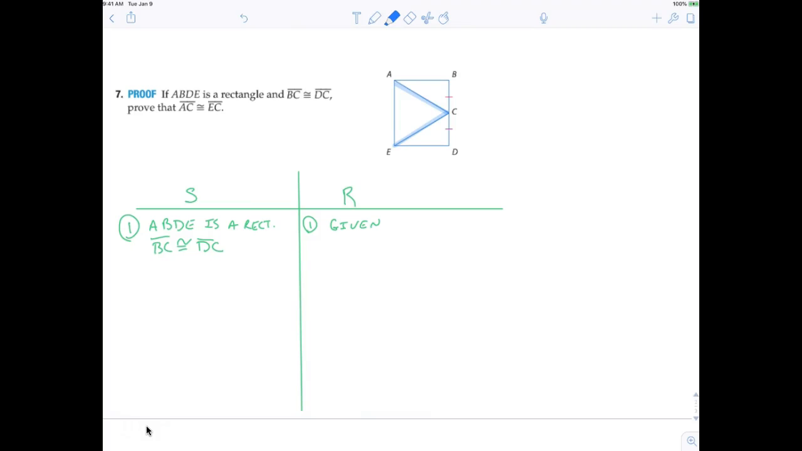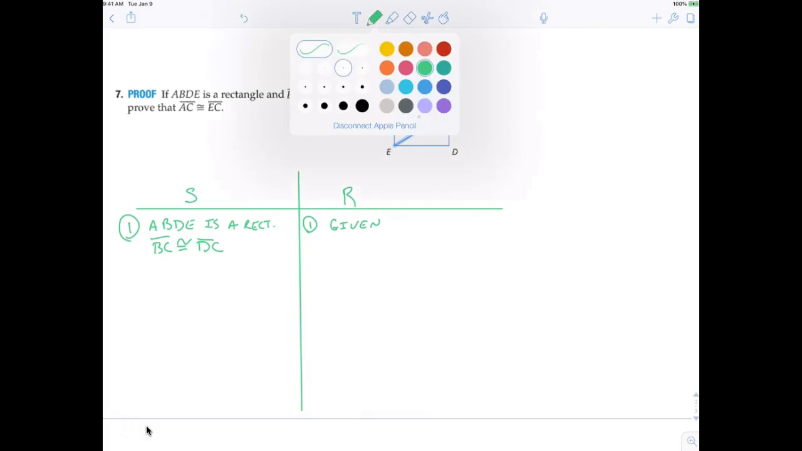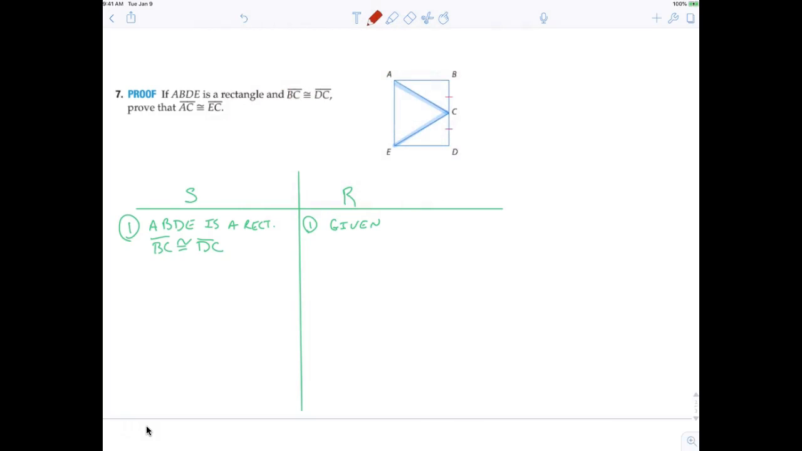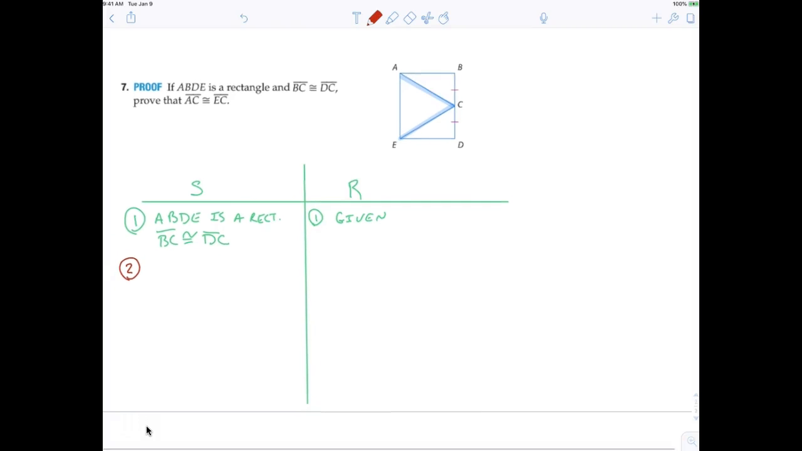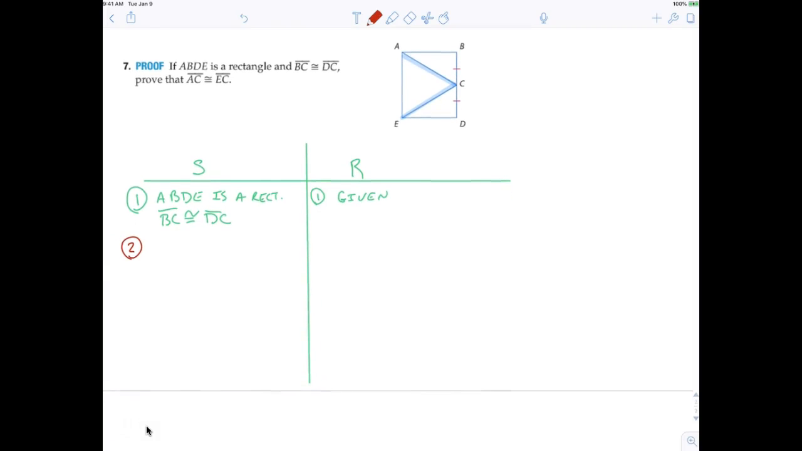So let's go ahead and finish it up. We're going to write it all out just to make sure. Number 2, I want to say that, and I'm okay with this, angle B is congruent to angle D. Now, why can I say that?